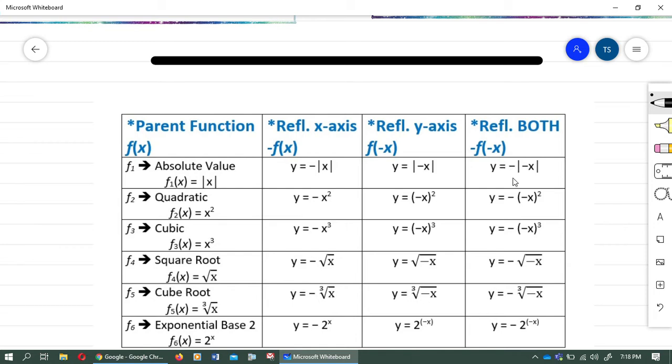All right, so again, it shows you in this column where it's negative on the outside and negative on the inside for each type of function.